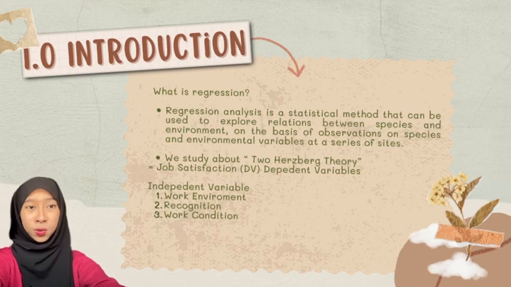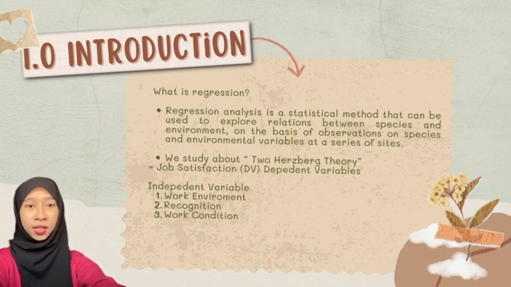So next, what is Herzberg's two-factor theory? Herzberg's two-factor theory is defined as job satisfaction that is influenced by 2 categories: hygiene factors and motivator factors. Hygiene factors such as work environment and work condition are essential to prevent dissatisfaction, but do not give long-term satisfaction. In contrast, motivator factors such as recognition directly contribute to job satisfaction and motivation.